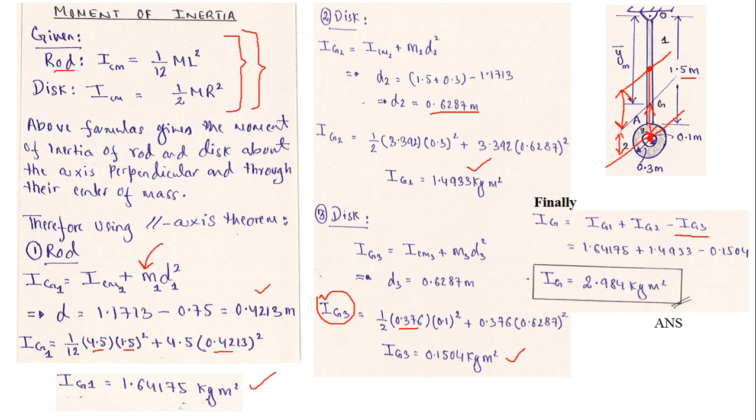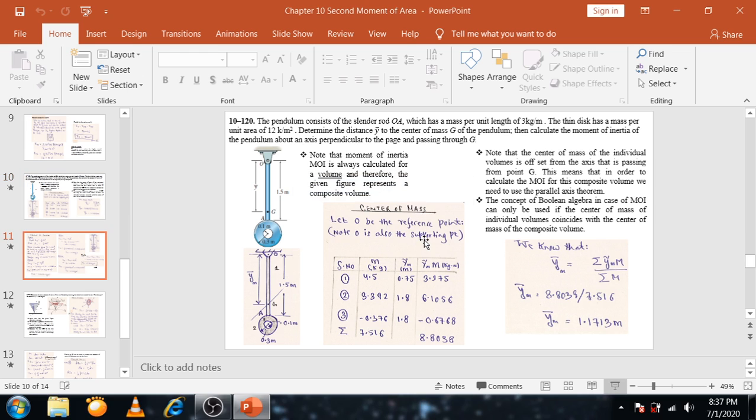So this is the moment of inertia of this entire volume that was given to us about an axis that is passing through the center of mass of this entire volume. And this actually represents the ability of this structure to resist angular acceleration about this axis that is passing from its center of gravity. So this is how you do calculations of moment of inertia for the composite shapes. Okay.